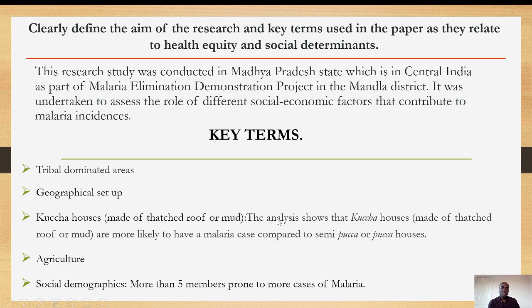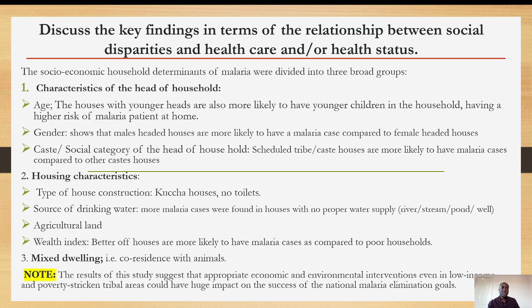The kutcha housing turned out to have more malaria cases than the semi-pucca houses. On agriculture, the paper stated that people who had more land to practice agriculture turned out to have more cases of malaria transmission. And in the socio-demographic part, the more people in the family or household, the more malaria cases they were associated with.